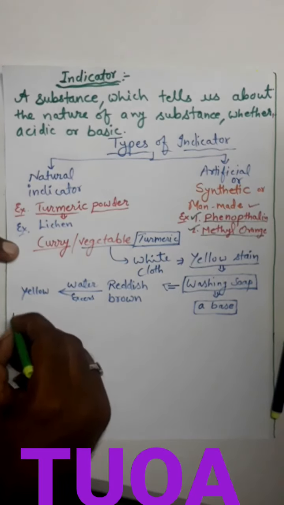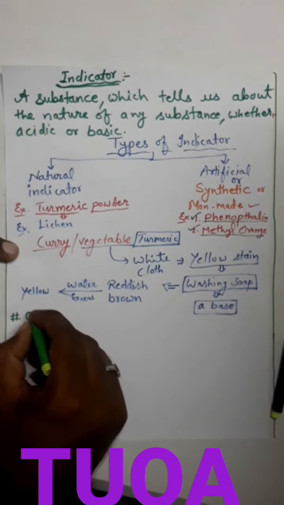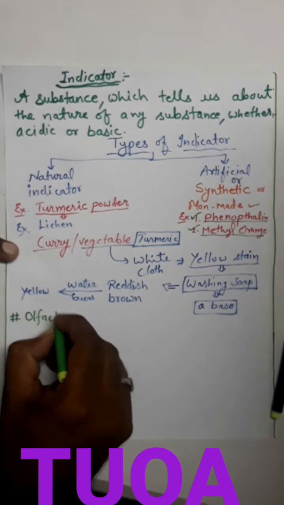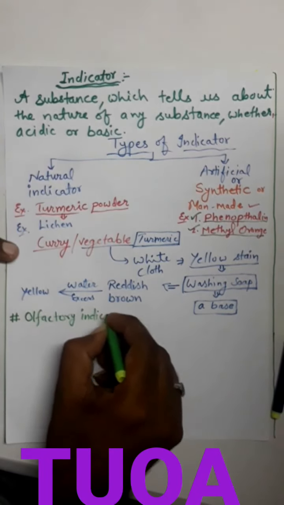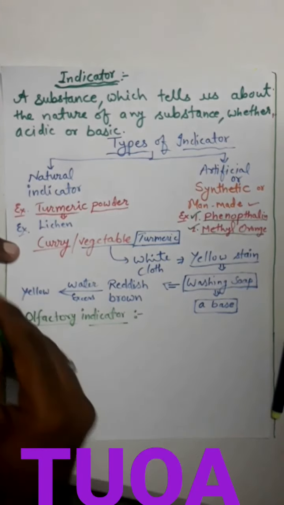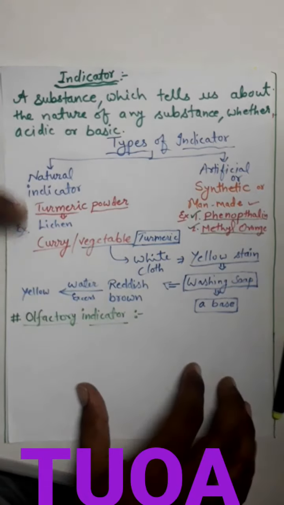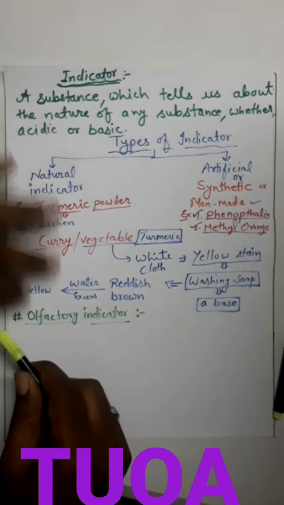Okay, now one more category of indicator is there, that is called olfactory indicator. Now what is the meaning of olfactory indicator? What is the meaning of olfactory? The word olfactory is related to smell.